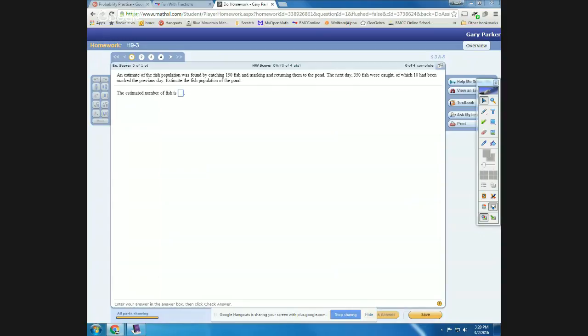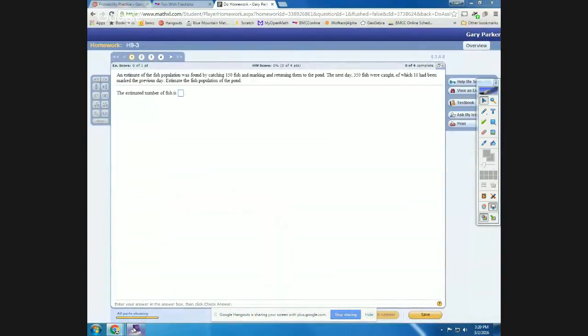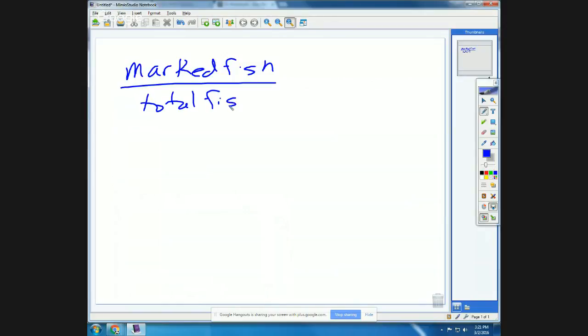So let's see, what do we have? We have 150, 350, and 10 to work with. So for this right here, we have two kinds of fish to work with. We have marked fish, and we have total fish. So kind of like the way we set up a proportion problem back in chapter 6 or 7. We don't know the total fish yet.